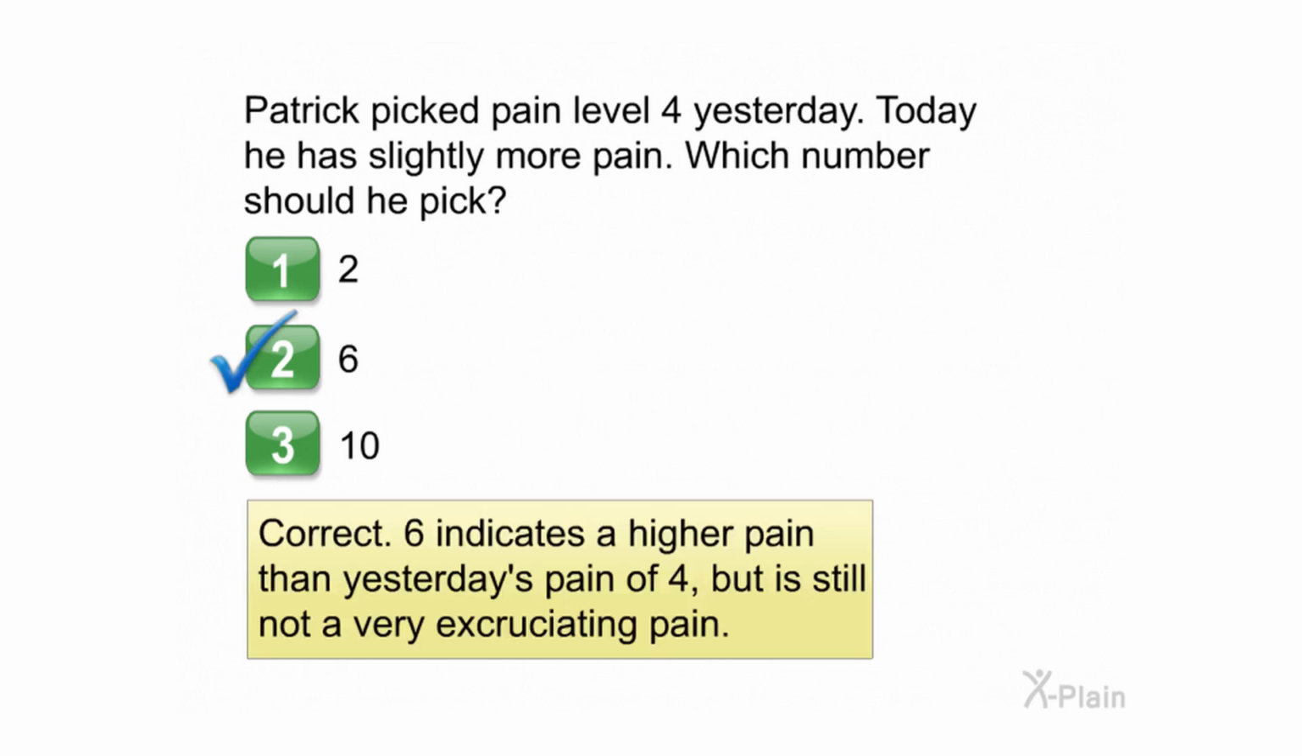Correct. 6 indicates a higher pain than yesterday's pain of 4, but is still not a very excruciating pain.